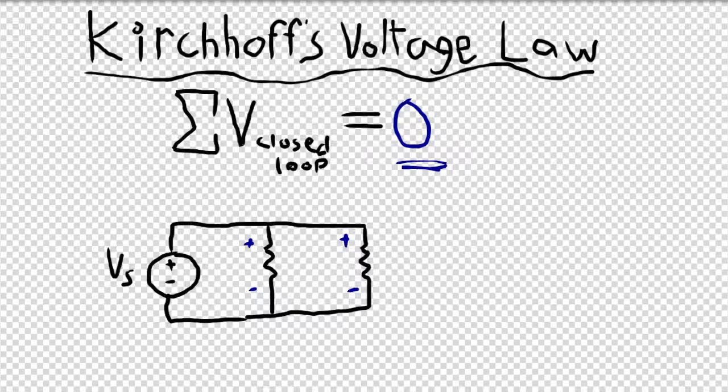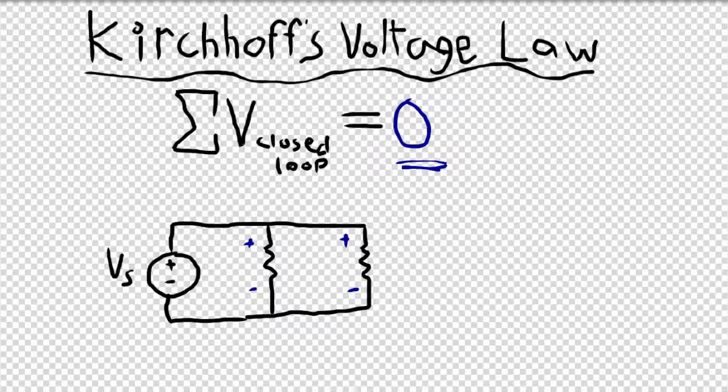And so what that states is, so one, just as a quick aside here, you can assign polarities to resistors based on voltages. Like if you know the voltage on this side is higher than the voltage on this side, then you put a little plus and a little minus.